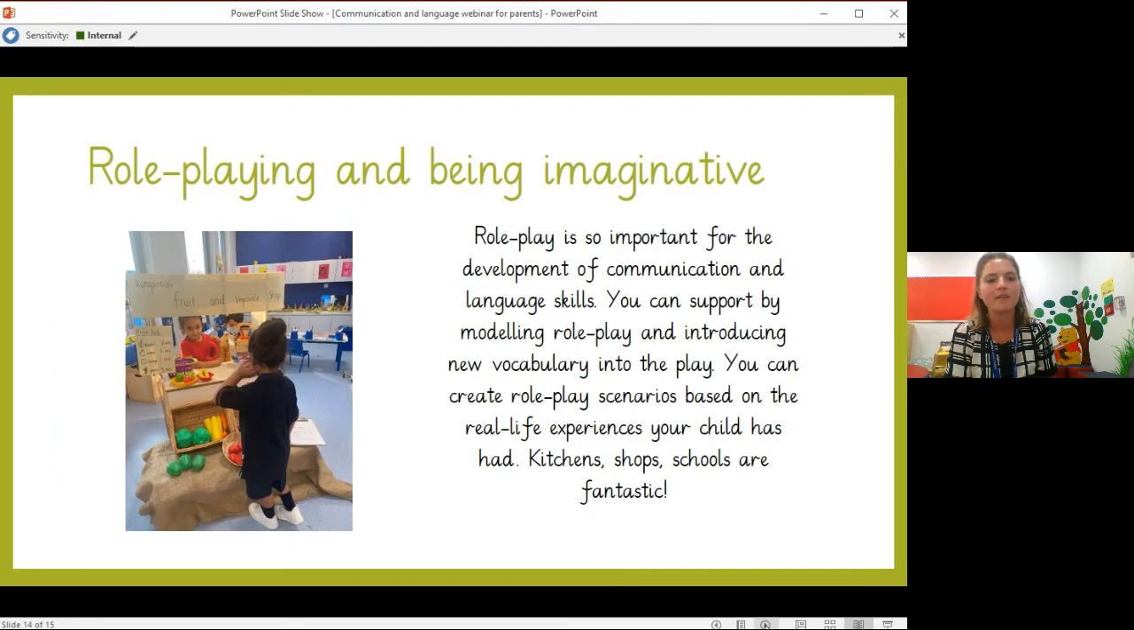Role play is really important for our development of communication and language skills. You can support by modeling role play and introducing new vocabulary into the play. In our picture here, we can see in Miss Megan's classroom that she has set up a fruit and vegetable shop. Things such as fruit and vegetable shops and supermarkets are really exciting for the children to play in school, as the majority of the children will have their own real life experiences of how to manage and how to walk around a shop and supermarket.